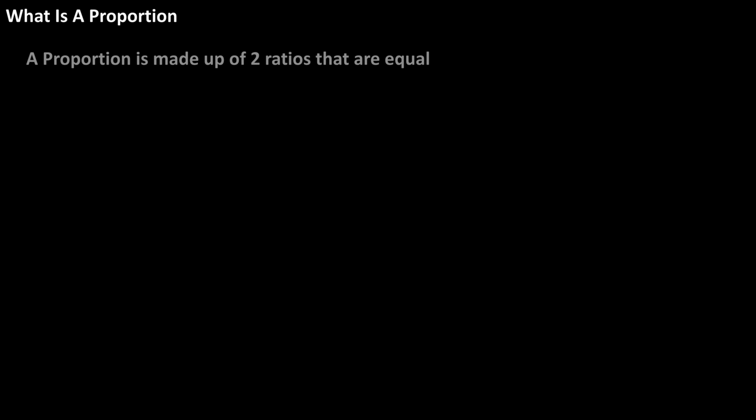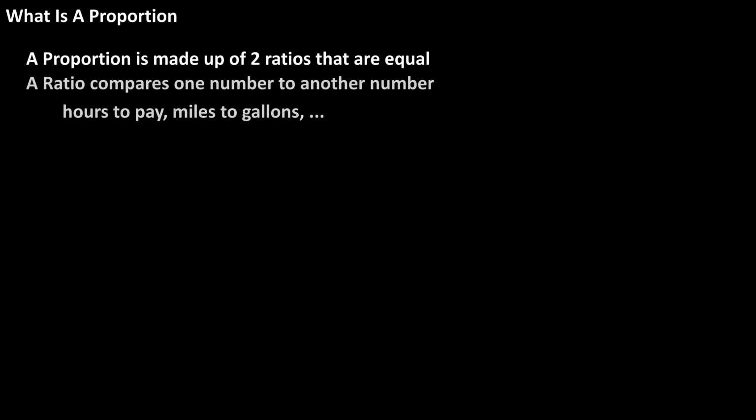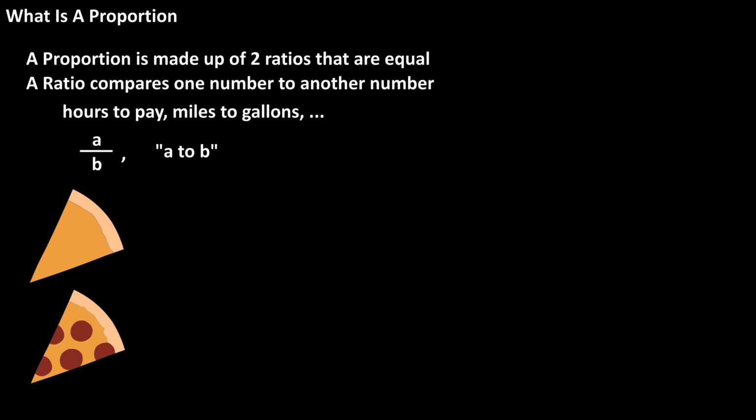A proportion is made up of two ratios that are equal. And if you recall, a ratio is the comparison of one number to another number, such as hours to pay or miles to gallons. Ratios are typically written as fractions, such as A over B, which is pronounced A to B. An example of a ratio could be slices of cheese pizza to slices of pepperoni pizza.